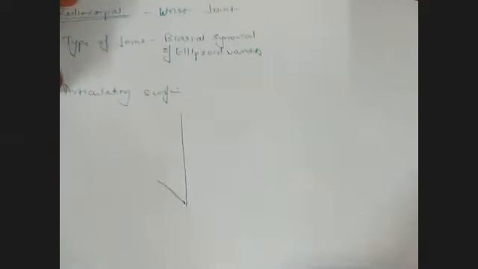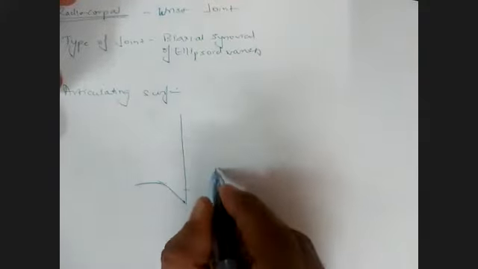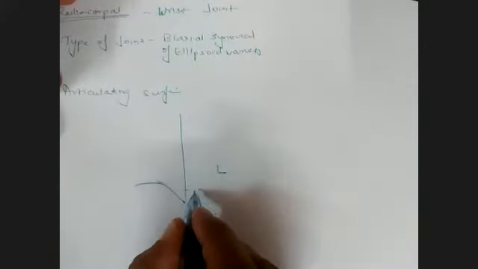The articulating surfaces are the lower end of the radius. This is the styloid process, so this is the lateral side. This is the styloid process of the radius, and this is the lower articulating surface of the radius, which is one of the articulating surfaces.